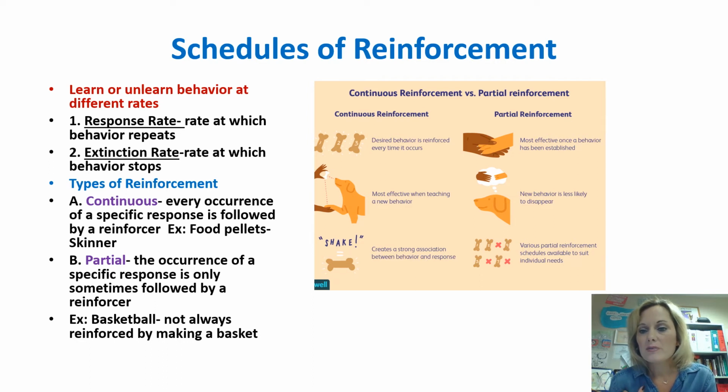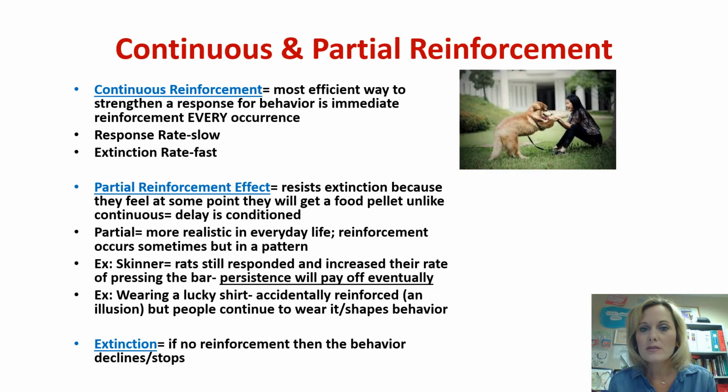Partial is the occurrence of specific behaviors, and sometimes they're followed by a reinforcer and sometimes they're not. For instance, in the book, it talks about basketball: every time you throw a basketball up to the hoop, you don't get it in, but you continue because you know eventually you will, and you'll get that reinforcement, especially as you practice and get better. So continuous reinforcement is the most efficient way to train somebody to do something.